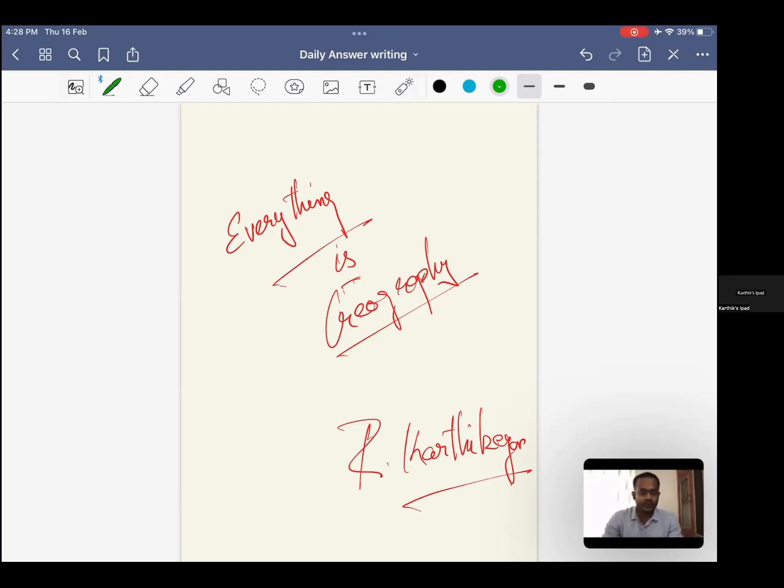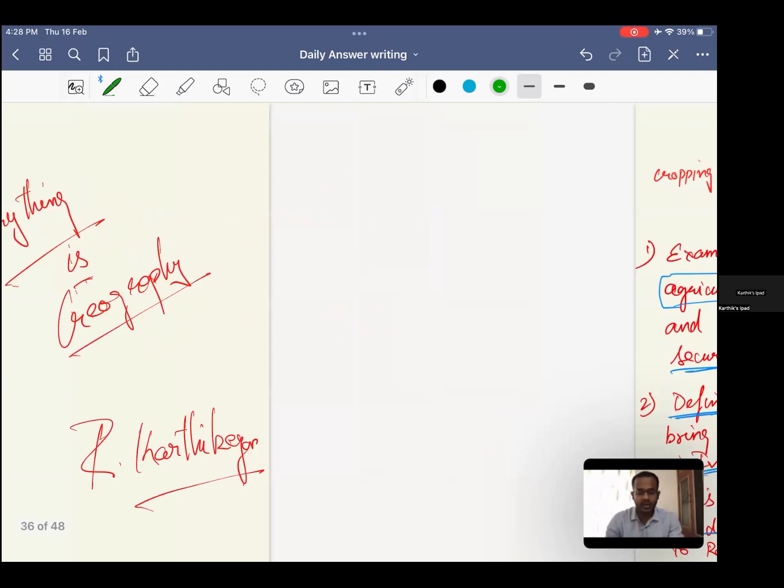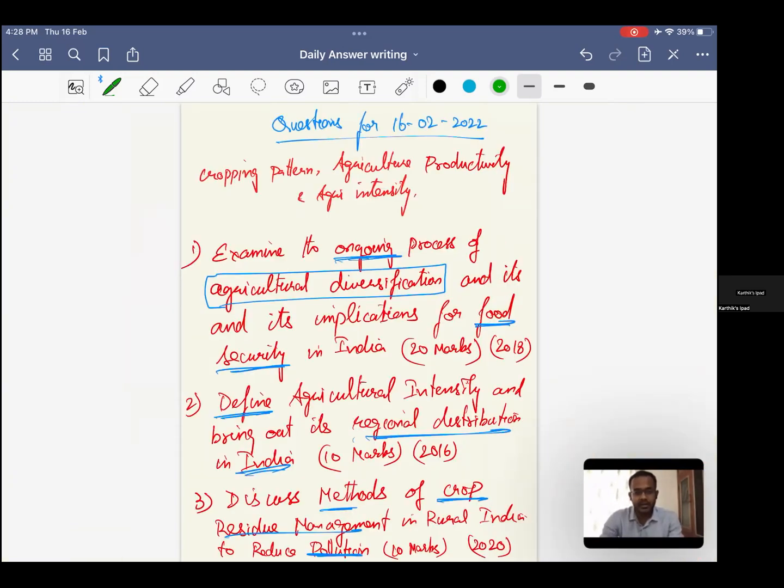For today, we will be discussing the syllabus topic of cropping pattern, agricultural productivity, agricultural intensity, crop diversification, and land capability classification. Within that, we have three questions to discuss. Question number one is compulsory. That's what we discussed. Either of the two questions in two or three.